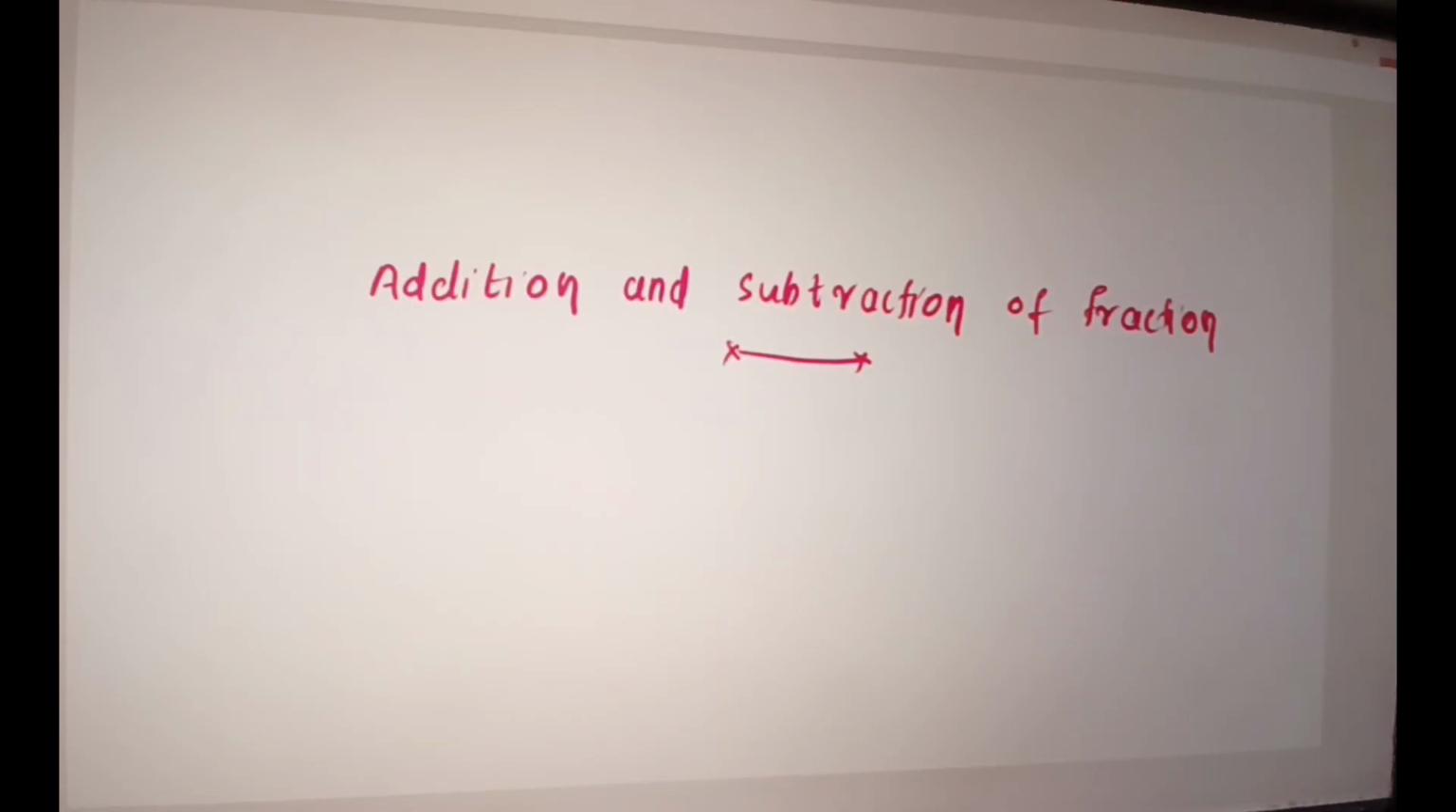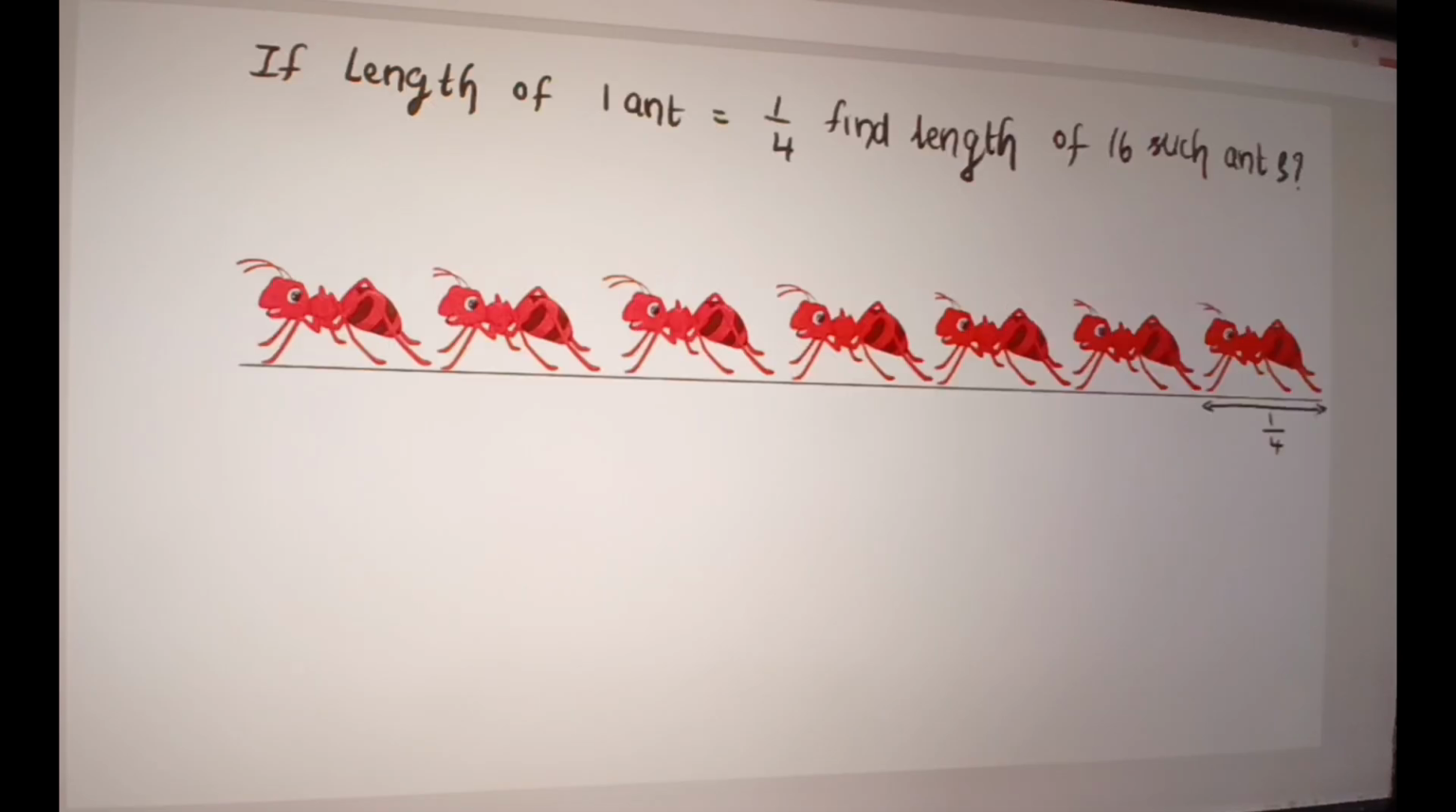Addition and subtraction of fractions. So look at here. It is given the length of one ant is 1/4. You want to find the length of 16 such ants. So what you have to do, you want to add. You want to find the length of 16 such ants, means one ant has a length of a quarter. So another ant a quarter, another ant a quarter, like 16 ants. You want to find the length of 16 ants.